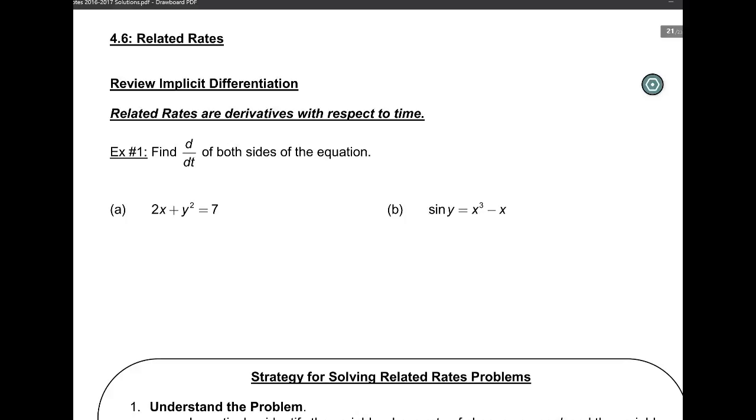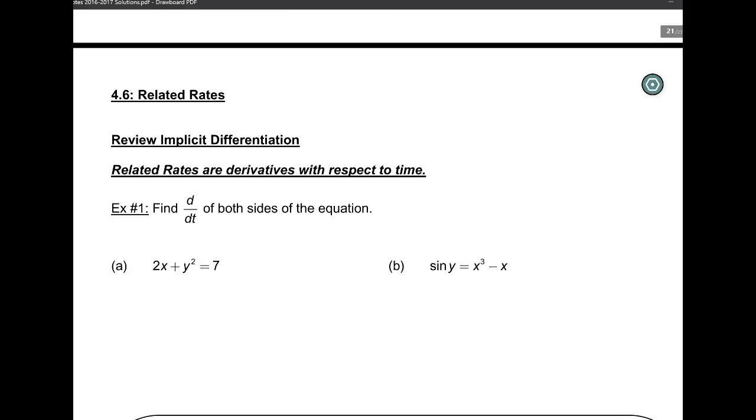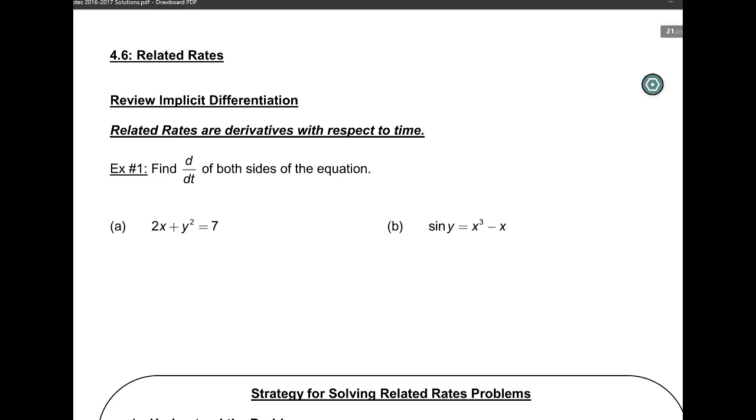Okay, so today we're going to take a look at related rates. It starts on page 21. But before we get into the related rates, I want to review implicit differentiation.